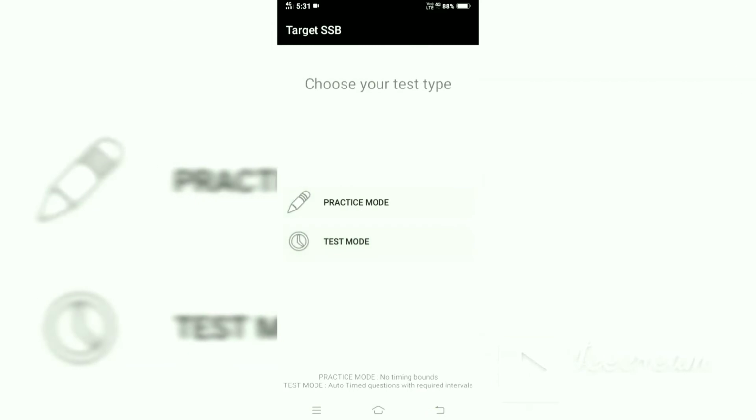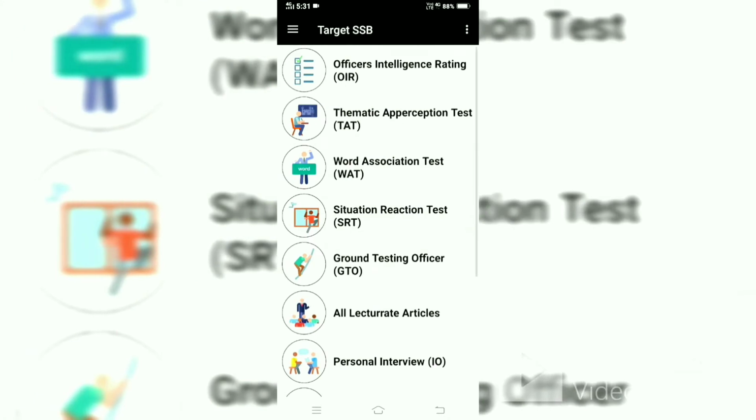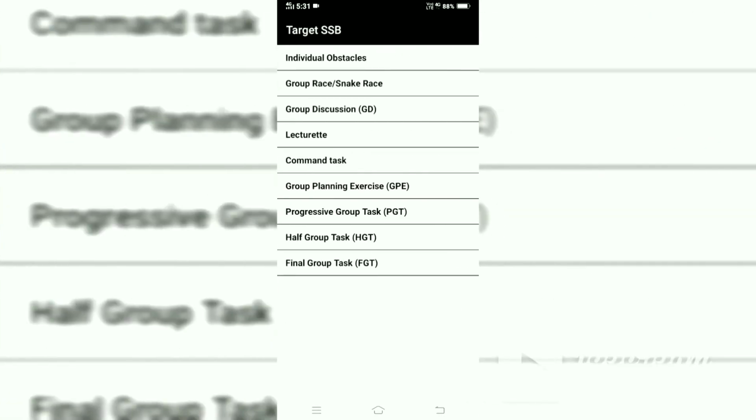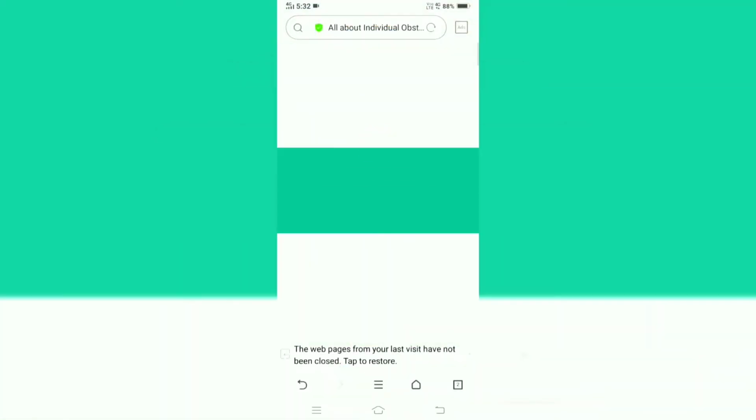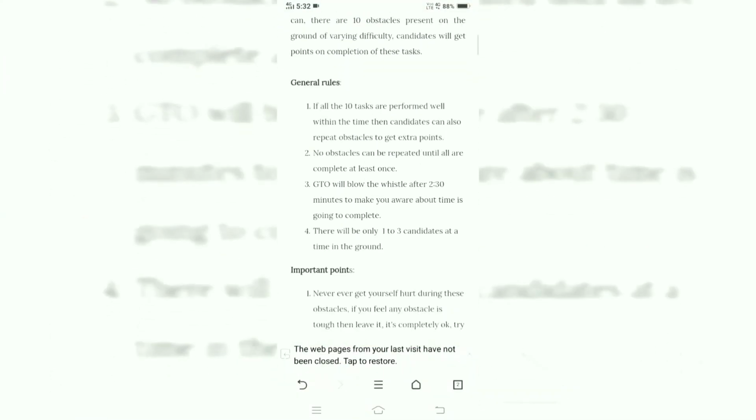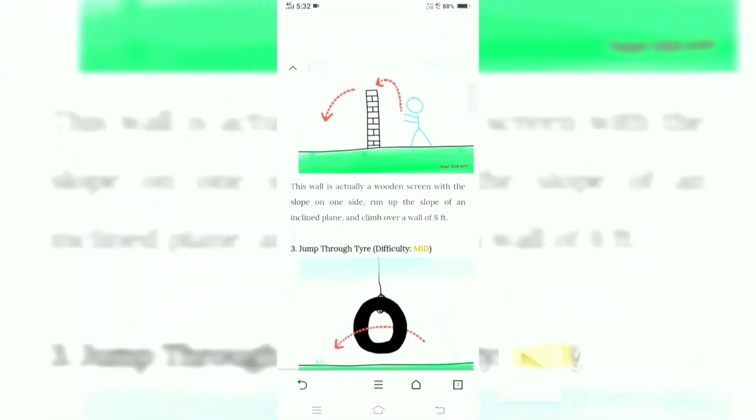Now coming to the next. There are SRTs and word association tests, and both have 2 modes. After that there are simple GTOs, like individual obstacles. The bad thing about this app is too many ads, and it opens a browser also. This app is a blogger, so in the blog you are given all the information about the IO.